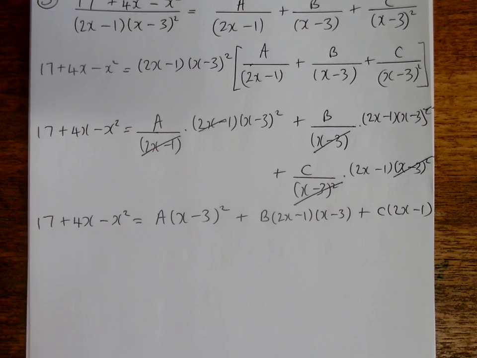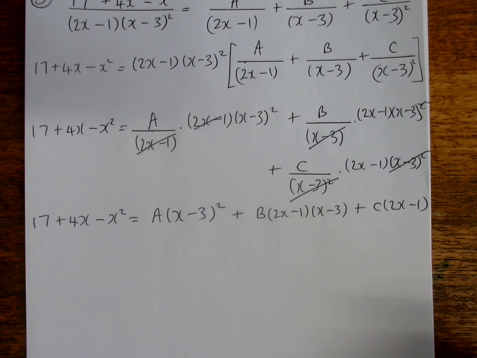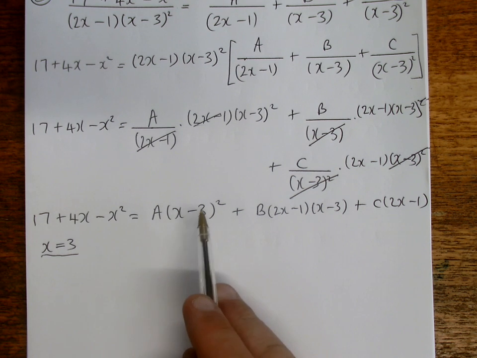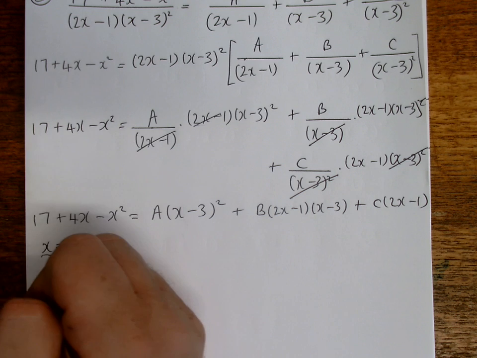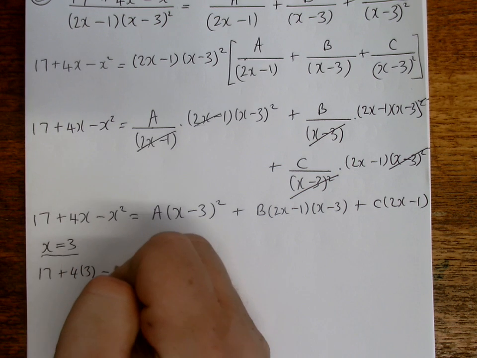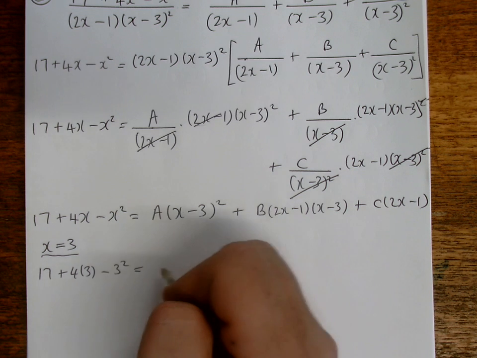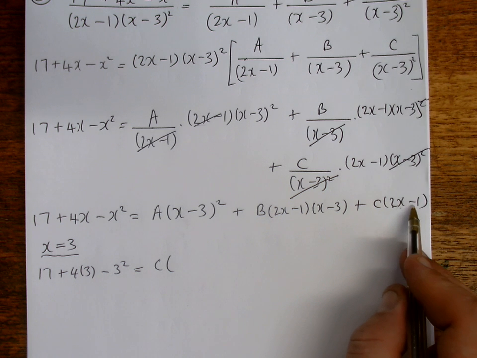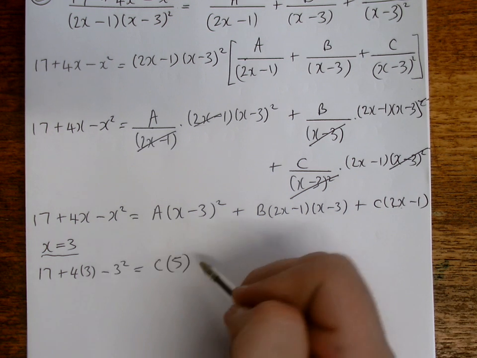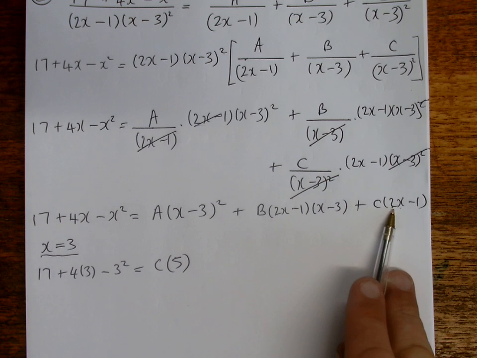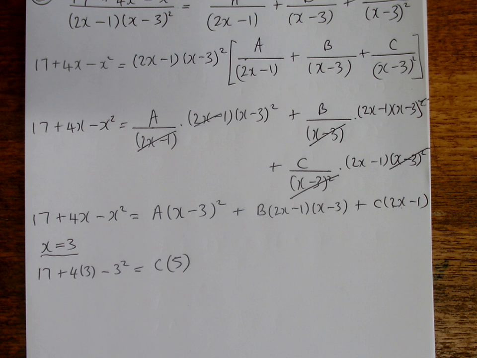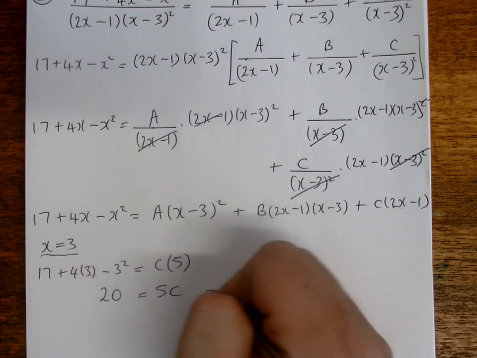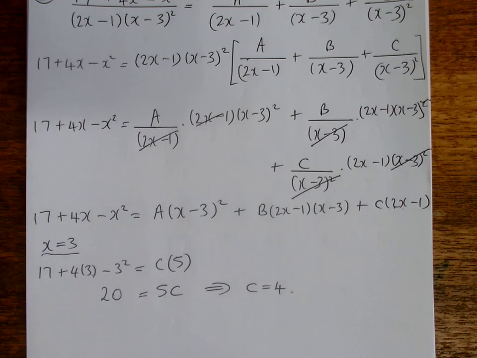Okay, so we're going to eliminate now to work out a, b and c, and of course the obvious one to begin with is x equals 3. That's the easiest one, isn't it? Because that will go, this will go, so sub it in, 17 plus 4 times 3, take away 3 squared, that's gone, and here then c, well, 2 times 3 is 6, take away 1 is 5, so you've got that there. So on this side that becomes 20, equals 5c, so that means then c is equal to 4, okay.